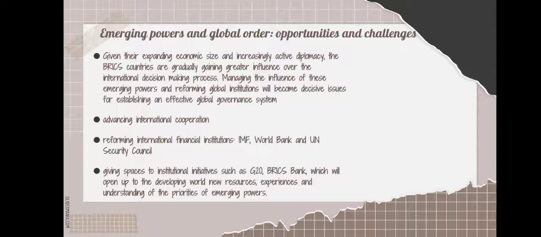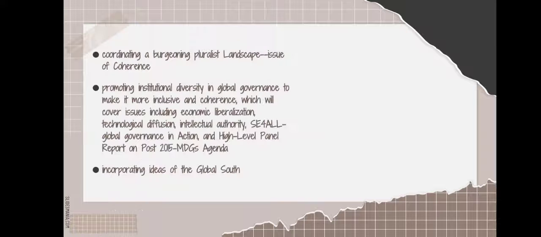Giving space to institutional initiatives such as the G20 and the BRICS Bank, which will open up to the developing world new resources, experiences, and understanding of the priorities of emerging powers. Coordinating and bridging a pluralist landscape, the issue of coherence. Promoting institutional diversity in global governance to make it more inclusive and coherent, which will cover issues including economic liberalization, technological diffusion, intellectual authority, Global Governance in Action, and the high-level panel report on the post-2015 MDGs agenda, incorporating ideas of the Global South.